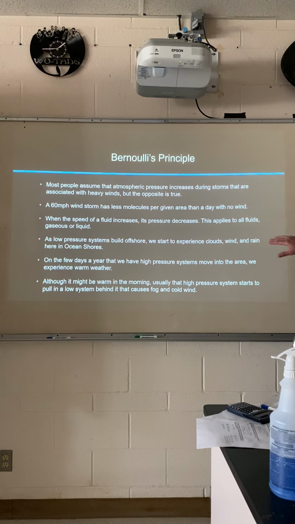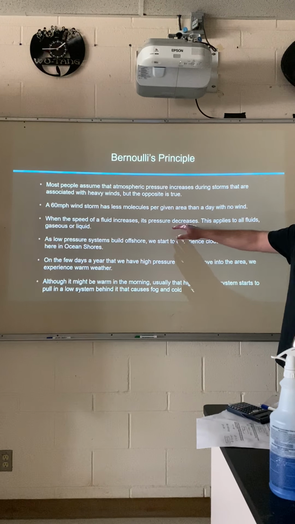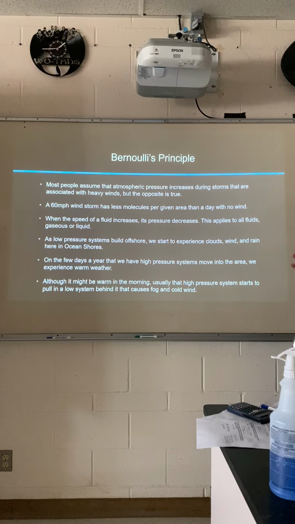And the reason why is it's increasing its speed. As we have an increase in kinetic energy, we start to have a decrease in pressure. So when the speed of a fluid increases, its pressure decreases, and this is all fluids. As low pressure systems build offshore, we experience clouds, wind, and rain. When we have high pressure systems, we have warm weather.